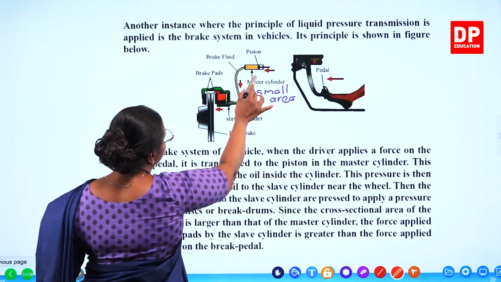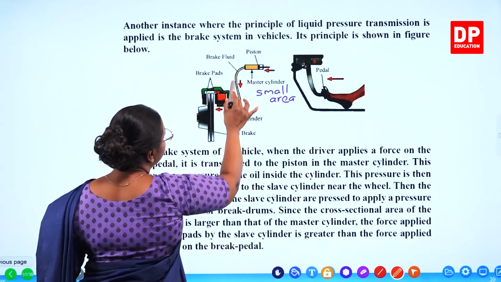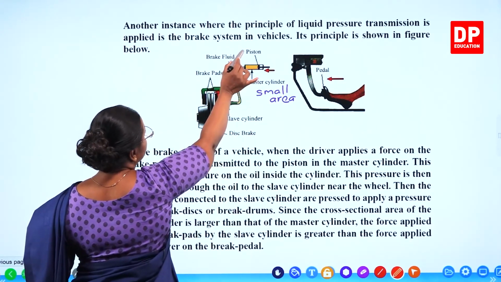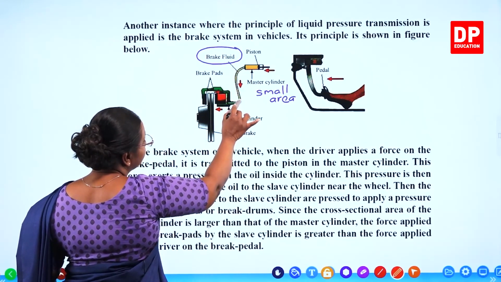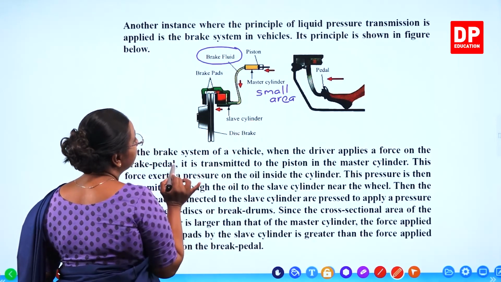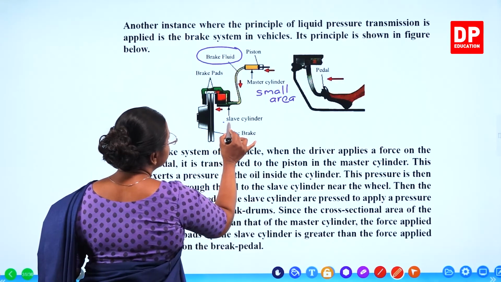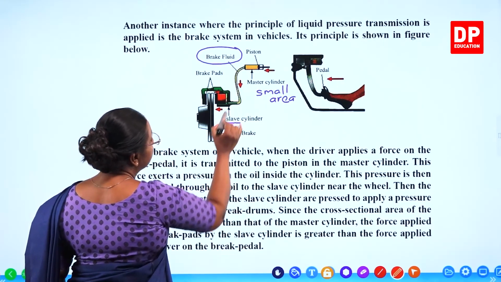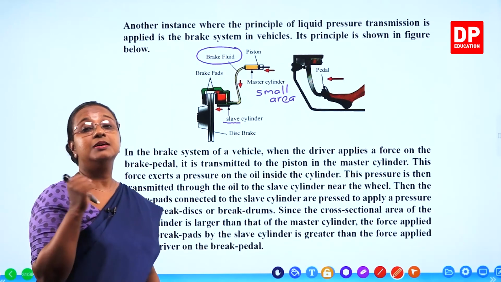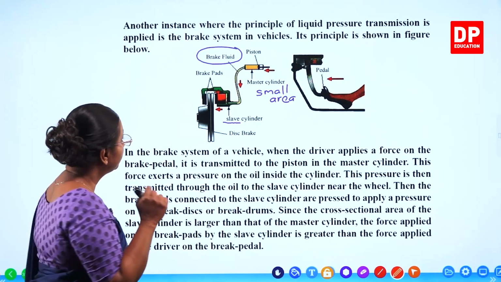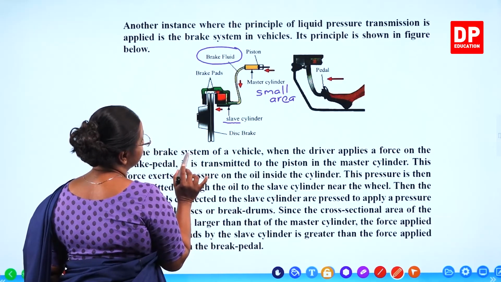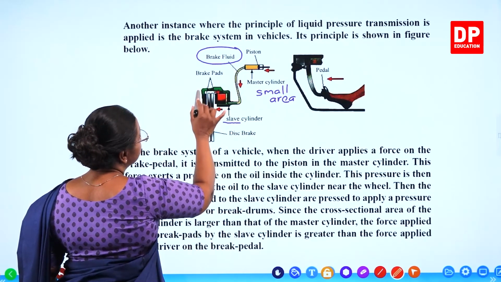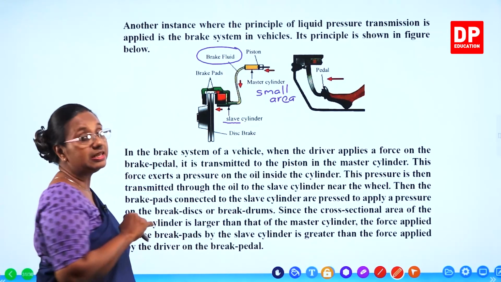Then there is the liquid. The pressure will be transmitted through this liquid. The liquid is known as the brake fluid. So through the brake fluid, the pressure will be transmitted. Then there is the slave cylinder that has a larger piston area. So with that, what will happen? The force will become larger, and here you can see the brake pads are connected there.